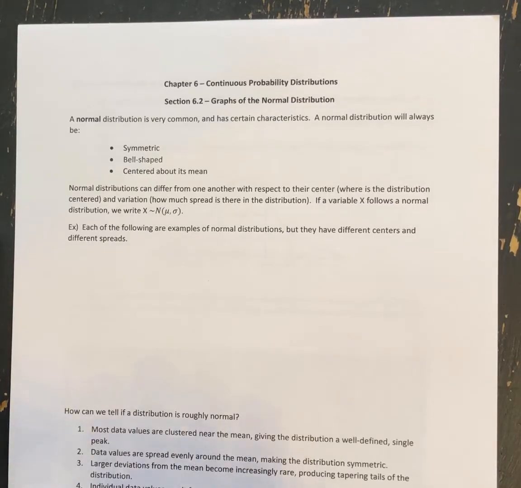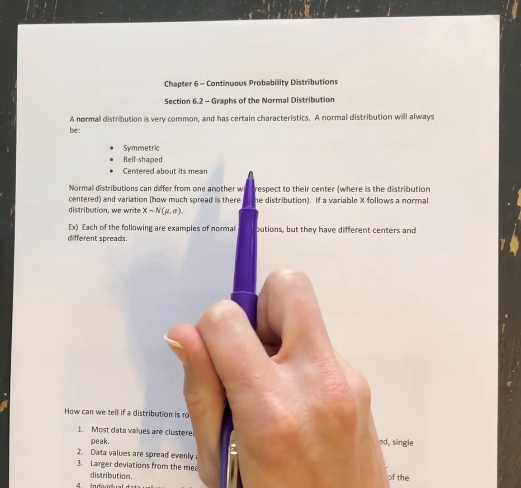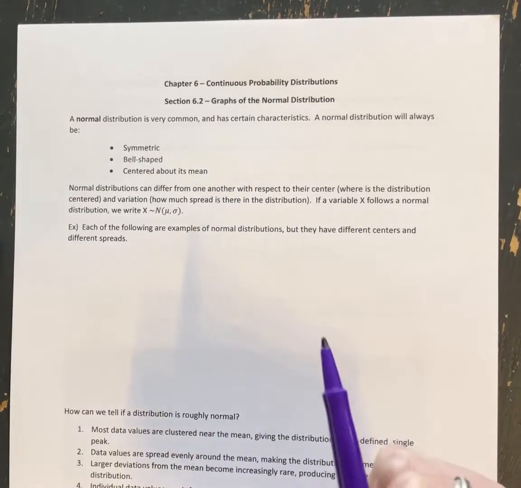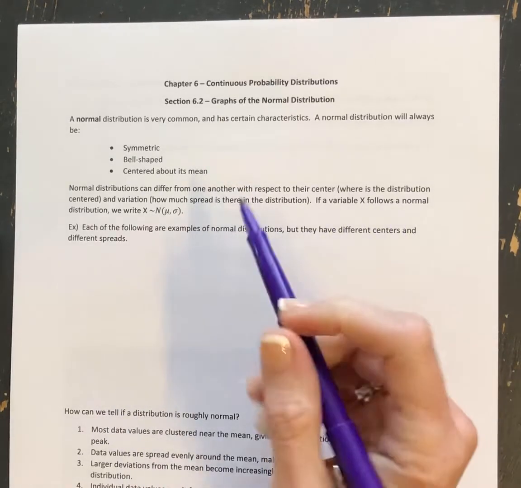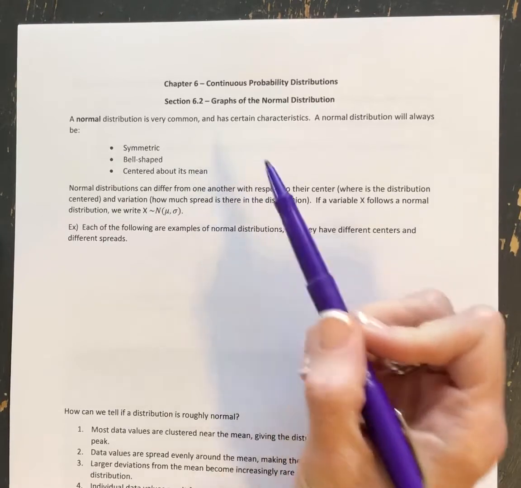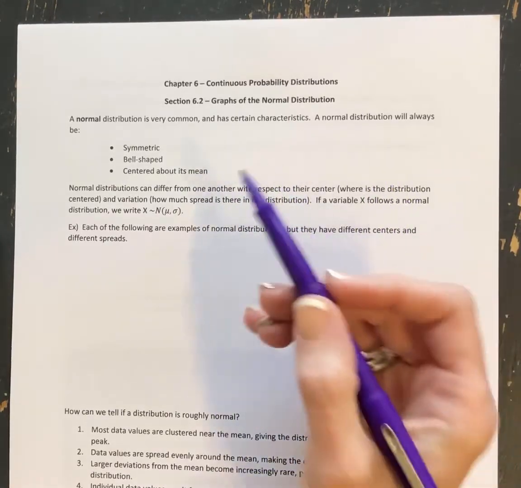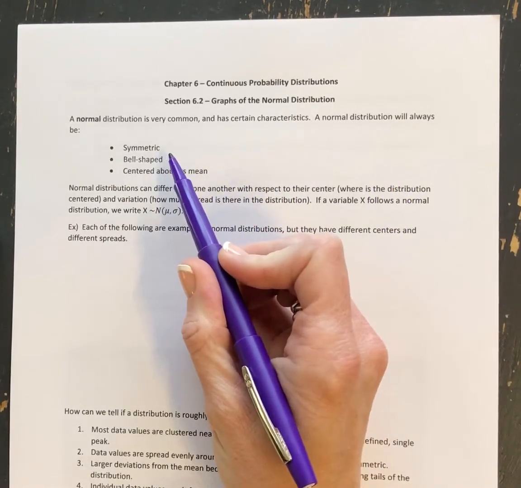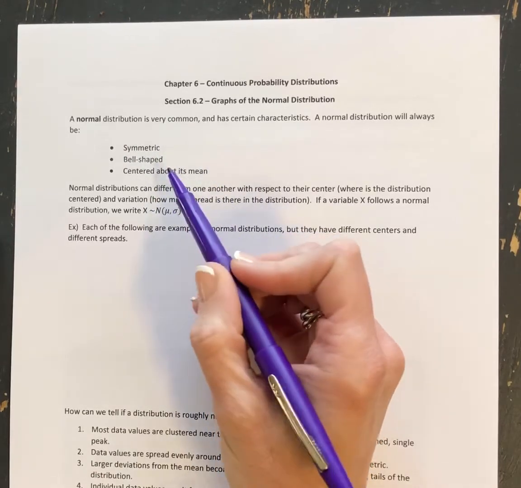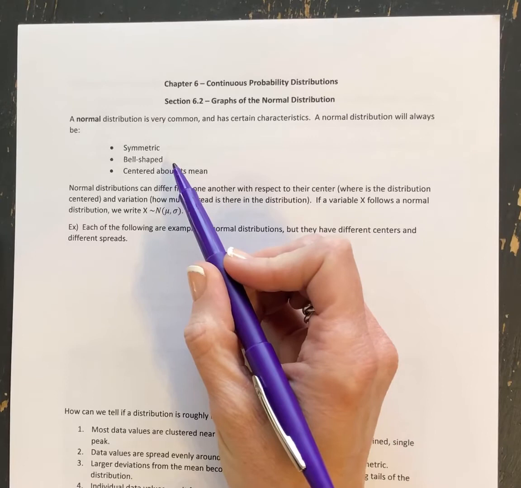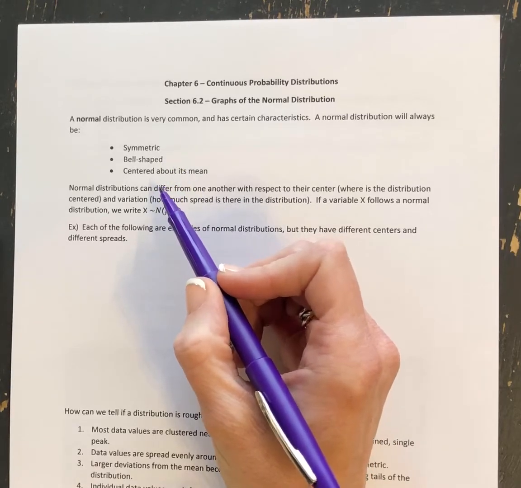In this lesson, we're going to start looking at the normal distribution, which is a distribution that we use for almost every chapter in the rest of the course. So we're going to start off here with some properties of a normal distribution. First of all, it's going to be symmetric, so mirror image from one side to the other. It's going to be bell-shaped, and it's going to be centered about its mean.